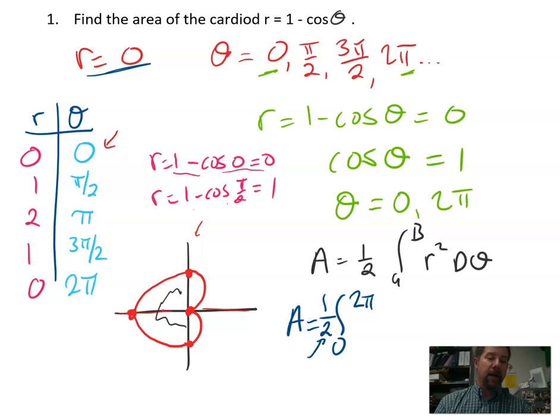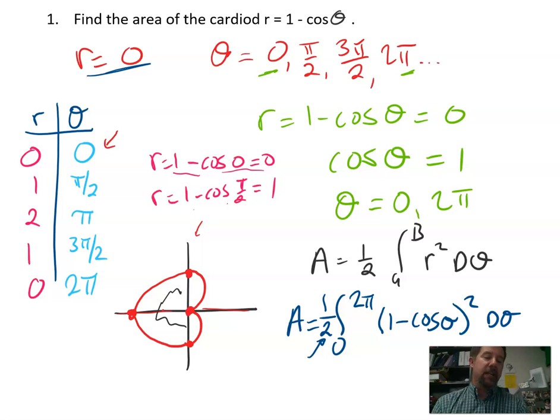I almost forgot my 1/2 and I just squeezed it in there. Hopefully you saw it pop up. And then now I just need to do my radius squared. In this case, our radius is 1 minus cosine theta, squared, d theta. So that is going to be the setup to find the area inside of here. Area is 1/2 integral 0 to 2 pi of (1 minus cosine theta) squared, that quantity, d theta.